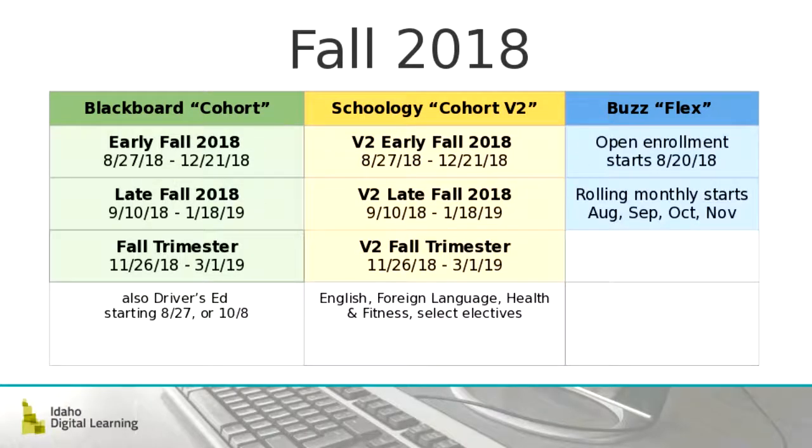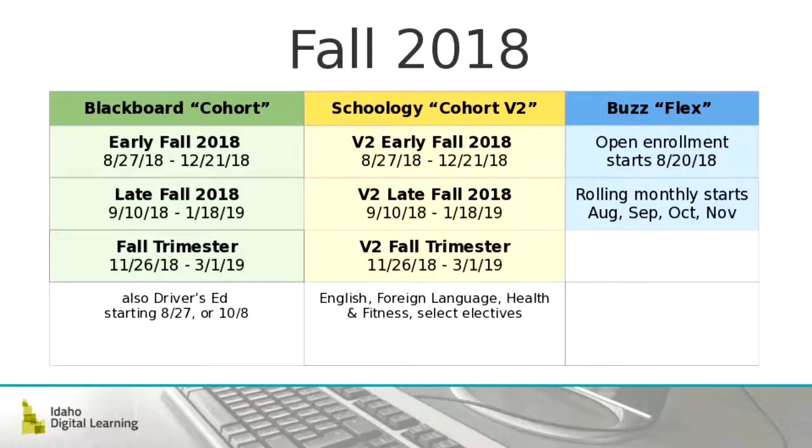In fall, things get a little more tricky because we do still have the early fall, the late fall, and we're having one trimester. We'll have some classes running in Blackboard in our cohort program. And then in cohort V2, we will have all of our English department, all of our foreign language department, our health fitness department, and then a few elective courses. We're looking at keyboarding, pathways, and 8th grade career exploration as running fully in Schoology in the fall, given that our summer pilots go smoothly.